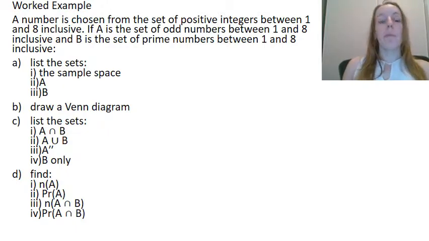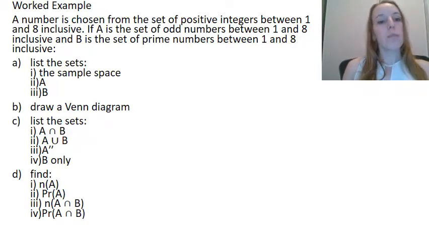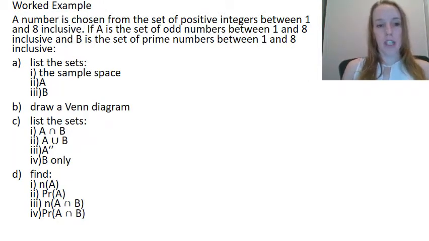Anyway, so we've got another worked example here. A number is chosen from the set of positive integers between 1 and 8 inclusive. So that means it's a positive number, it's a whole number, and it's all the numbers from 1 to 8 including 1 and 8. So if A is the set of odd numbers between 1 and 8 inclusive, and B is the set of prime numbers between 1 and 8 inclusive, we've got a number of questions there to answer.